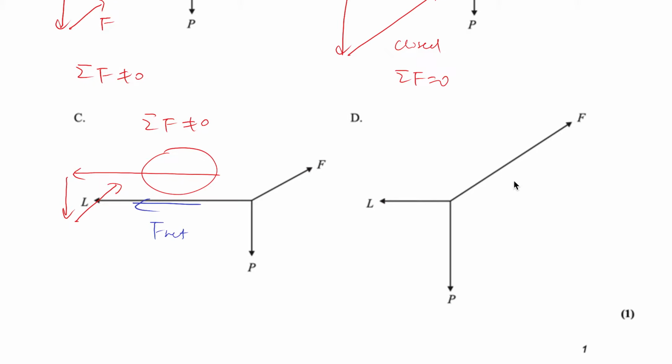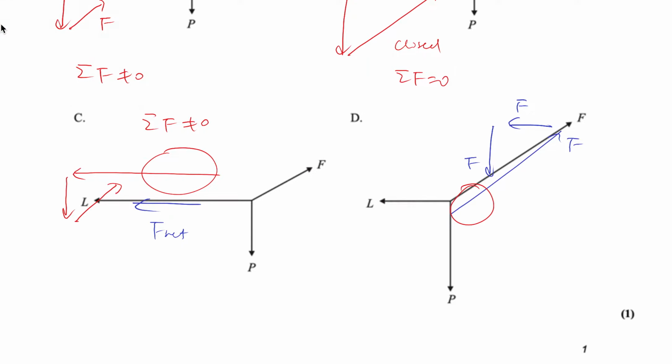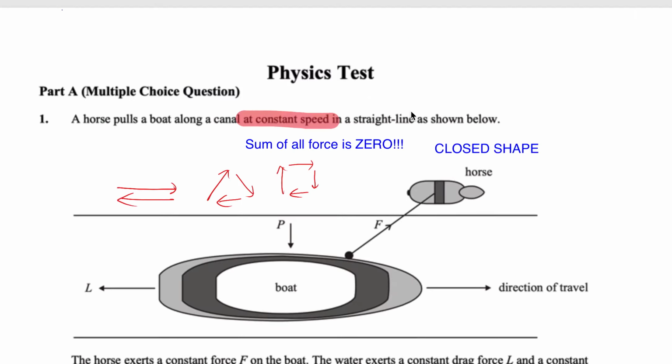And the last diagram, okay, so you have this big giant force going this way, and then one force going this way, and another force going down. And you can clearly see this part of the force, there's nothing to balance, so this is your F net. Oh, sorry, the F net is going up. So this is your net force. If you have a net force, there will be an acceleration moving in this direction, and it won't travel at a constant speed.